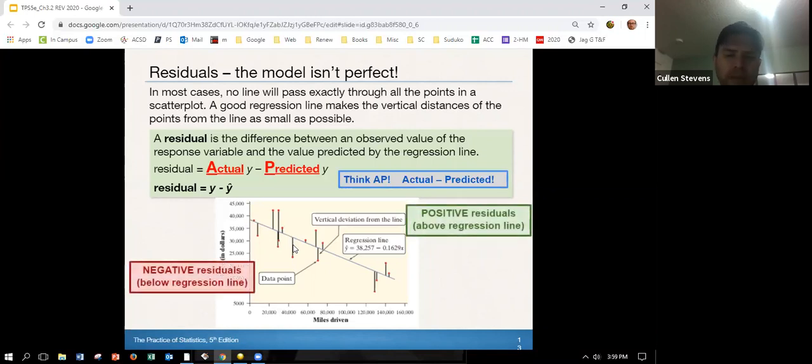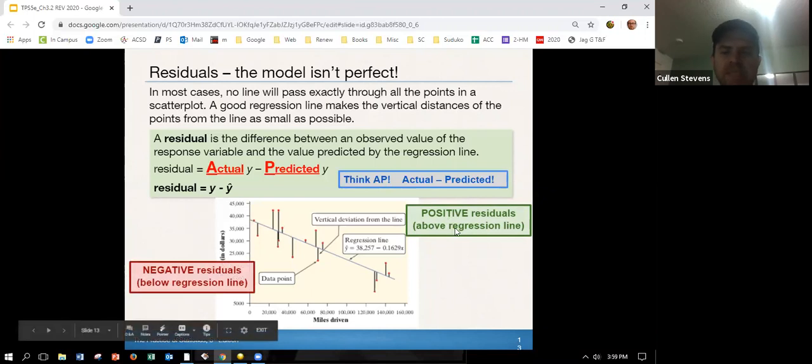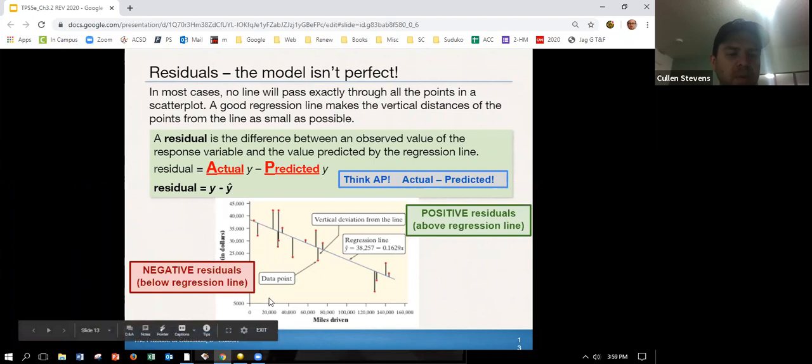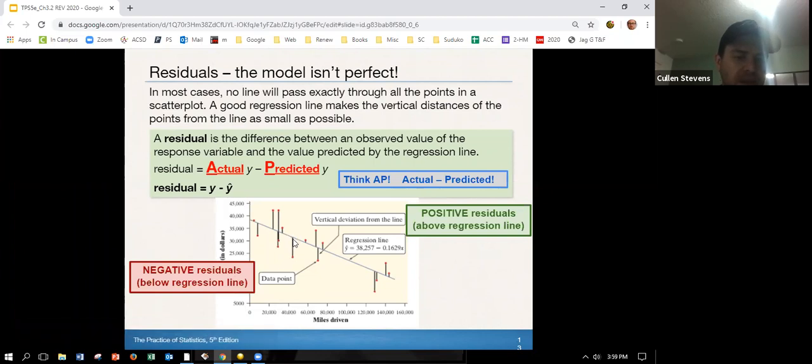So notice that we have positive residuals. Those are ones above the regression line. So actual minus predicted will have a big value here minus the predicted value, big minus small. That's going to give us a positive number. Negative residuals are below the regression line. We have an actual value that is small and the predicted value is bigger, right? So we have a small number minus a bigger number, so it's negative. That would be a negative residual.